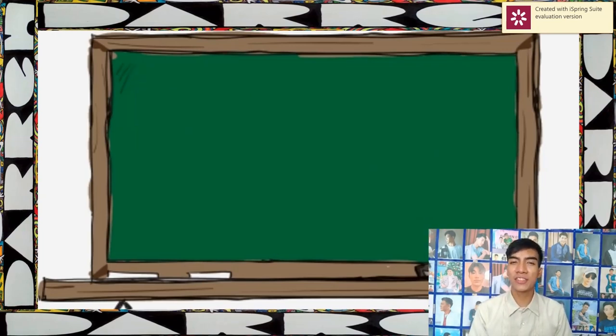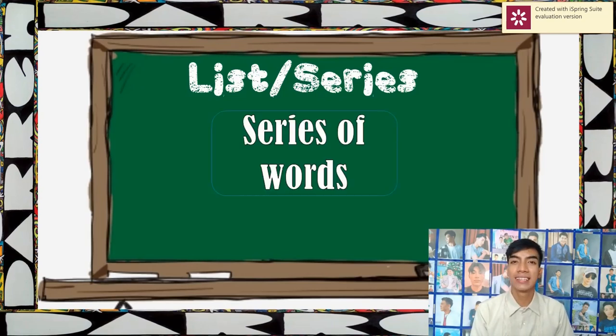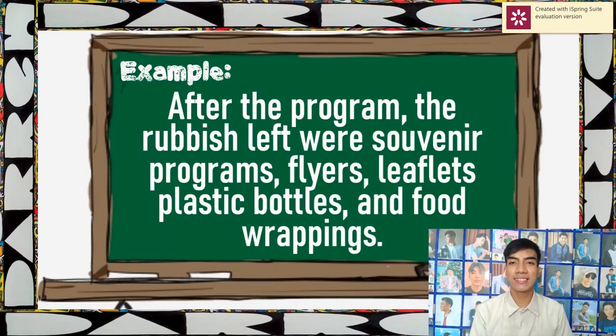Down to our eighth context clue type, which is by list or series of clues. To understand the meaning of the unknown word, it is included in a series of words that gives a hint or an idea of the meaning of the word. Let's have this as an example. After the program, the rubbish left were souvenir programs, flyers, leaflets, plastic bottles, and food wrappings.